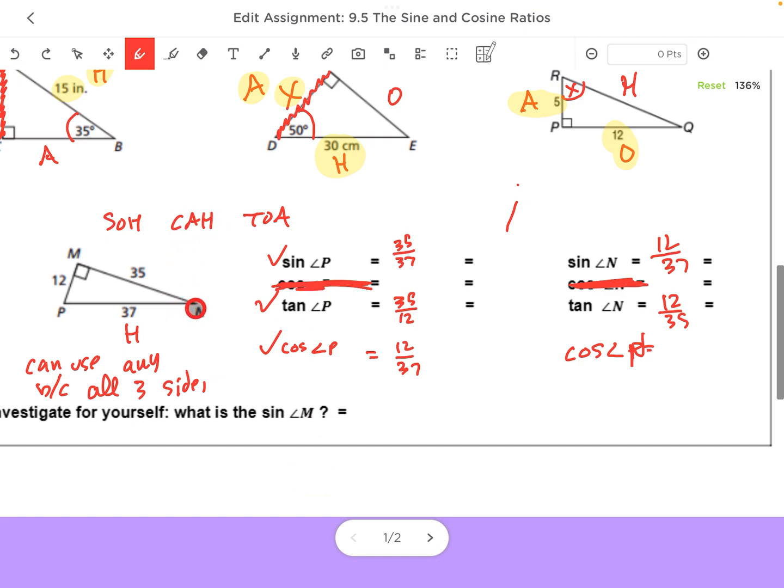So adjacent would be this, 35, right? Because that's opposite. So adjacent, 35 over 37. Okay, so that's our answers.